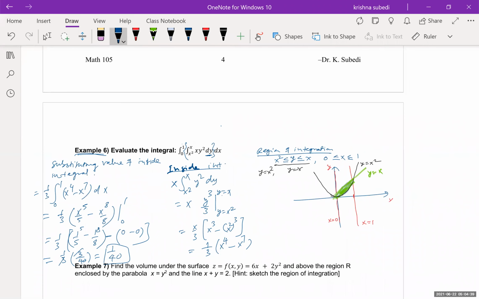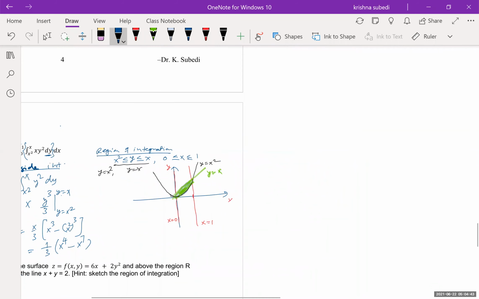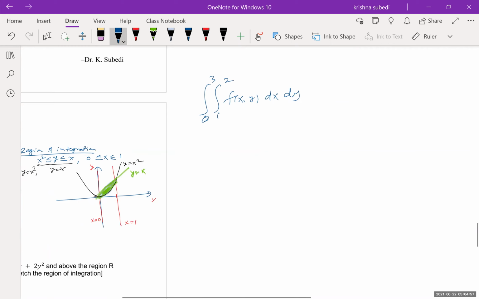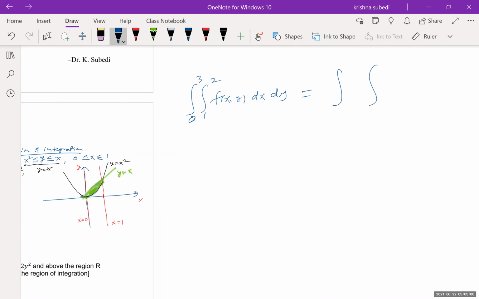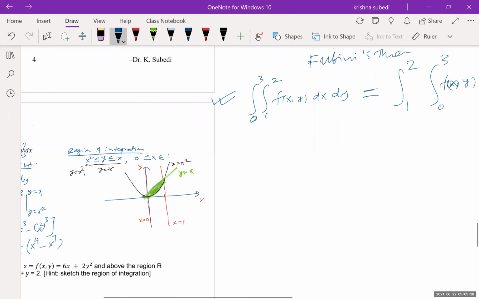Now, one thing, let me ask you. We know from the previous class discussion that when we have, let's say, 1 to 2, 0 to 3, for example, f of x, y, dx, dy, we can switch the order of integration. We can change the order from dx dy into dy dx, and all you need to do is swap the limits, 0 to 3, 1 to 2. What is the theorem called for this? It's called Fubini's theorem, right? This is Fubini's theorem.